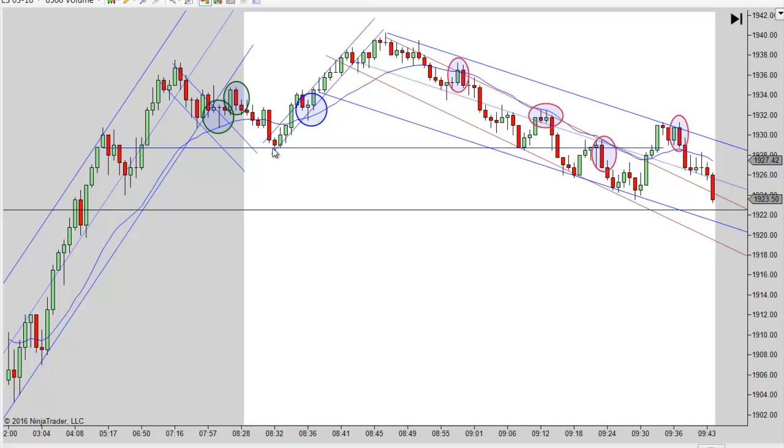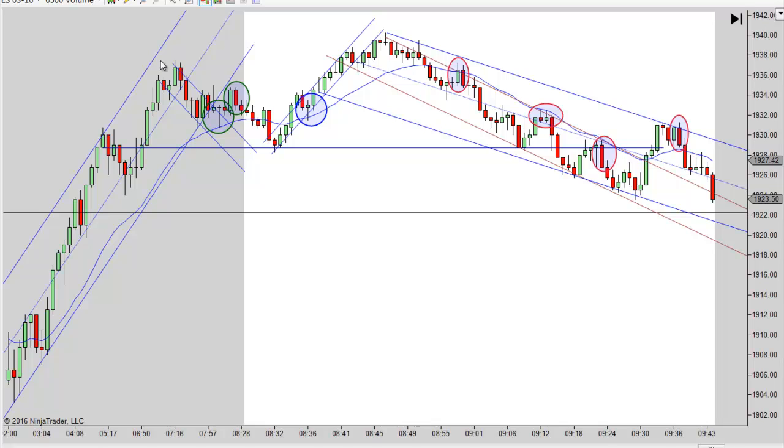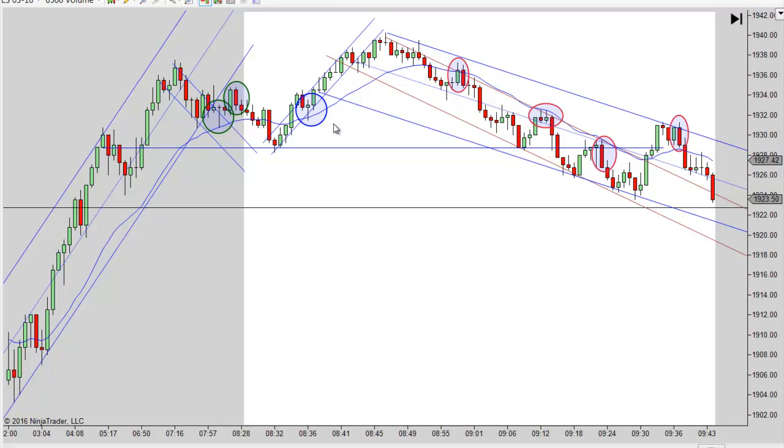It's a second entry long, counting off this low, and you're looking for a retest of the high. This has been a really strong trend up, so you're going to retest that high. It's very, very likely you're going to retest that high. The odds are extremely high that you're going to retest that high on a move like that. And sure enough, it goes up, it makes a new high, and then it reverses.